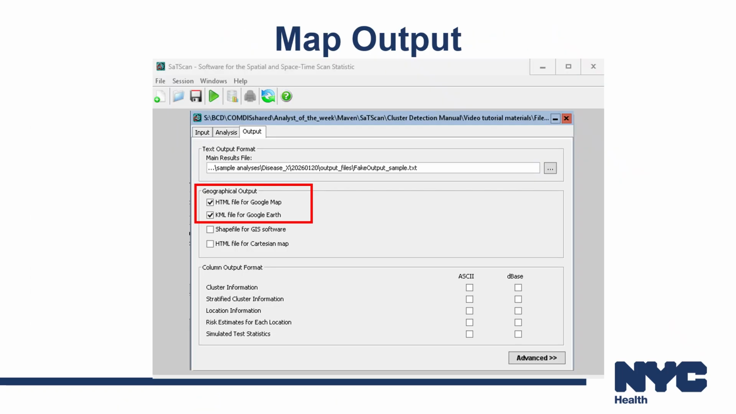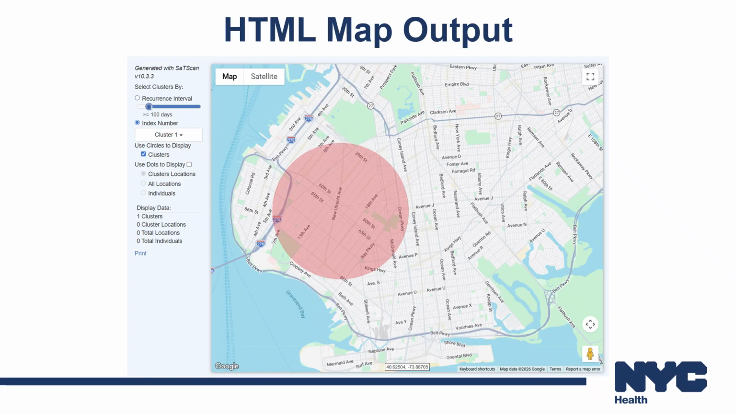Maps are another tool that can support cluster interpretation. You can request map output files on the Output tab of the main window. We typically request HTML and KML output files for visualizing clusters in Google Maps and Google Earth. Here's an example of an HTML map output file using the circular scanning window in SaTScan. You can interact with this map to learn more about detected clusters, which is covered in detail in the output interpretation video tutorial.